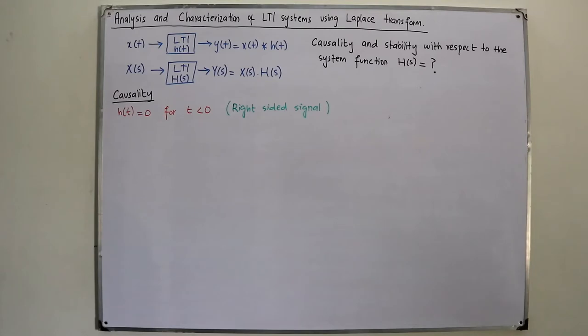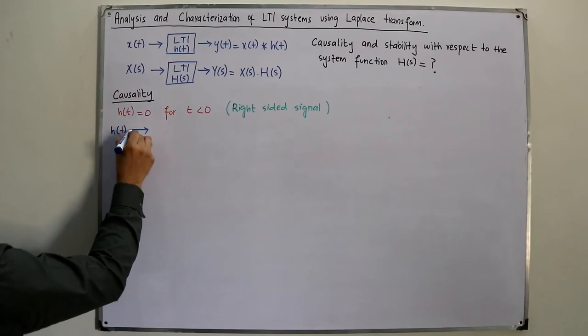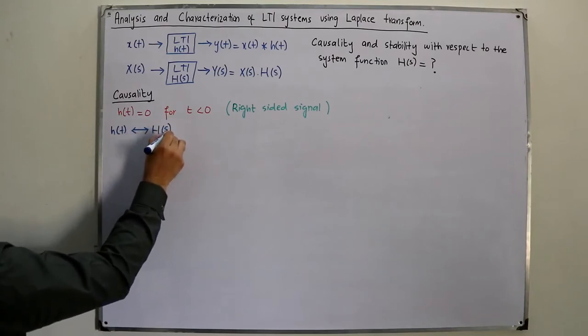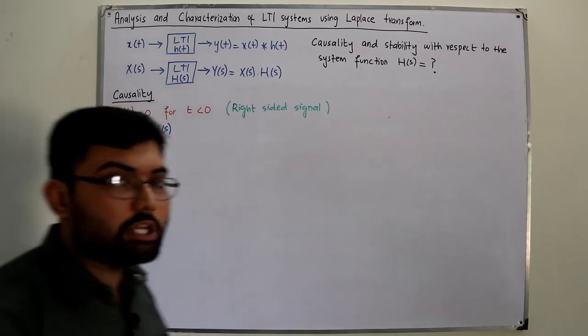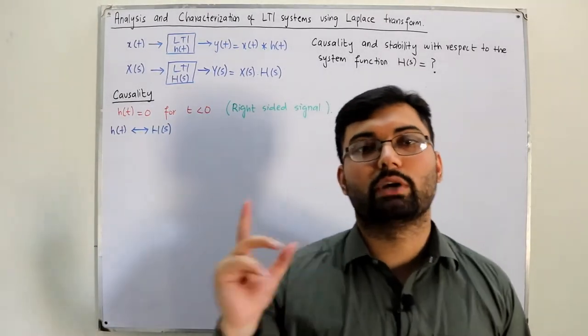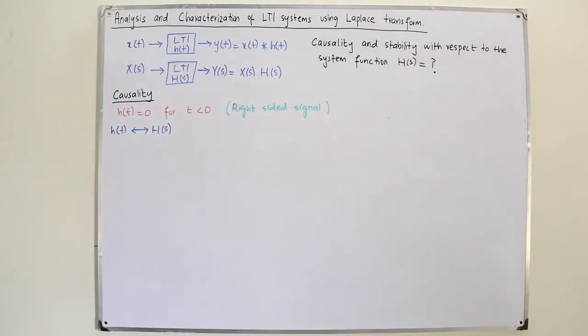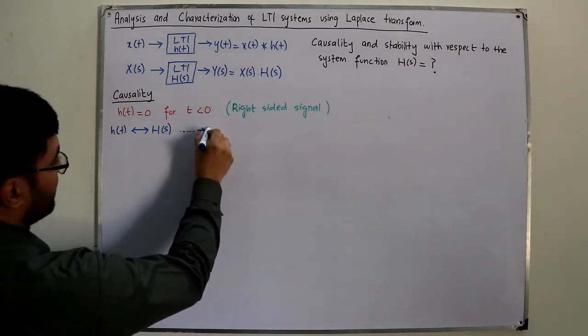Now, if you take the corresponding system function, that is the Laplace transform of this, h of t has a corresponding Laplace transform h of s. The associated ROC must be the right half plane of the S plane. Only then will the system be causal. The associated ROC must be the right half plane.